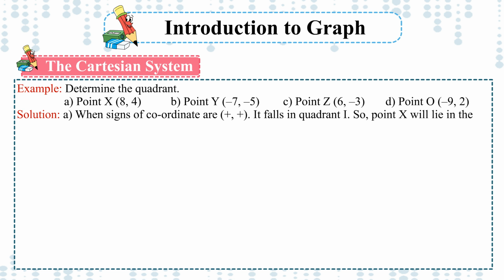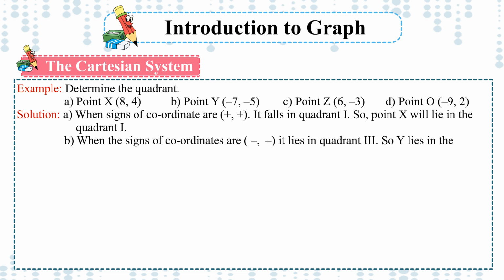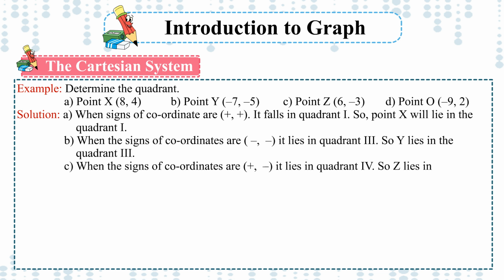Solution. A. When signs of coordinates are plus, plus, it falls in quadrant 1. So, point X will lie in quadrant 1. B. When the signs of coordinates are minus, minus, it lies in quadrant 3. So Y lies in quadrant 3. C. When the signs of coordinates are plus, minus, it lies in quadrant 4. So Z lies in quadrant 4.